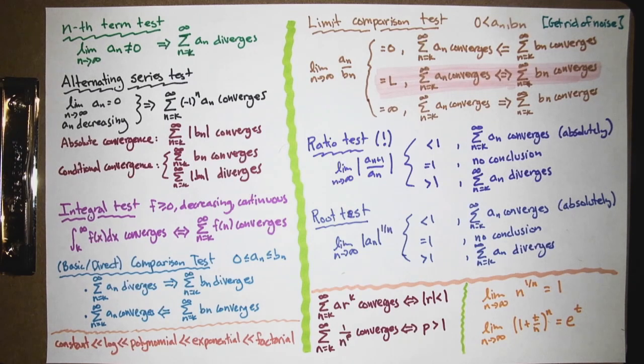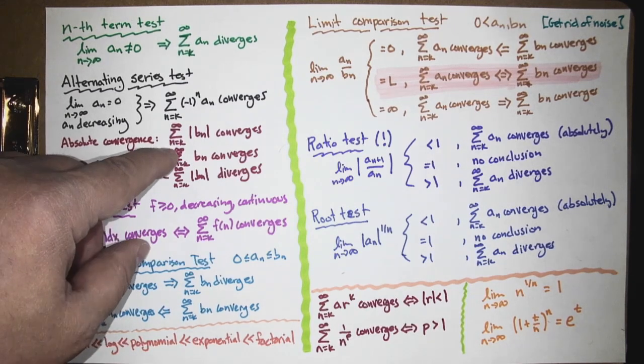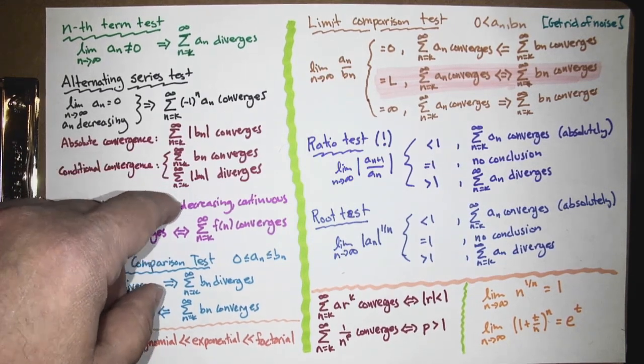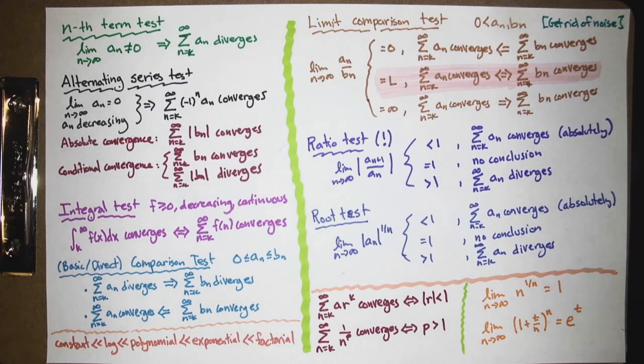Conditional means the sum by itself converges, but remove the signs, it diverges. So you might be asked to say, here's a series. Does it converge conditionally or absolutely? So you need to be able to say, I can tell you why it converges this way versus that way. Basically, get rid of the sign and do a convergence test.